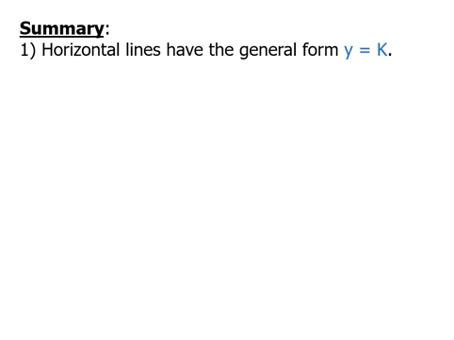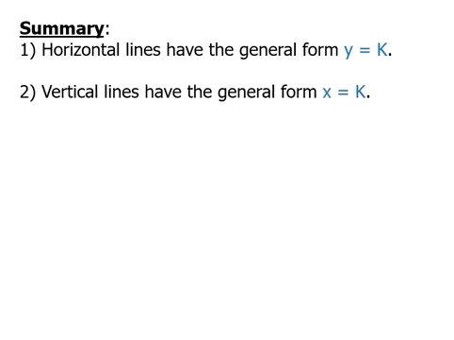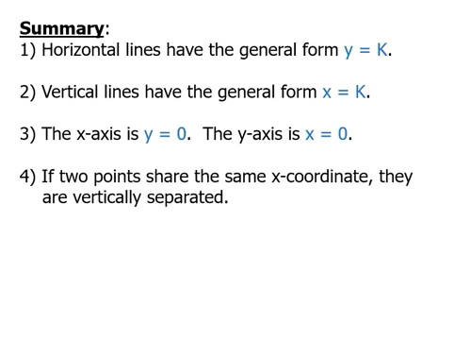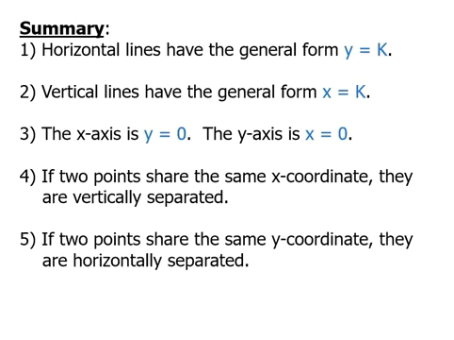Horizontal lines have the general form y equals k. Vertical lines have the general form x equals k. The x-axis is y equals 0. The y-axis is x equals 0. Very important to keep in mind that interesting swap. If 2 points share the same x-coordinate, they are vertically separated. If 2 points share the same y-coordinate, they are horizontally separated.